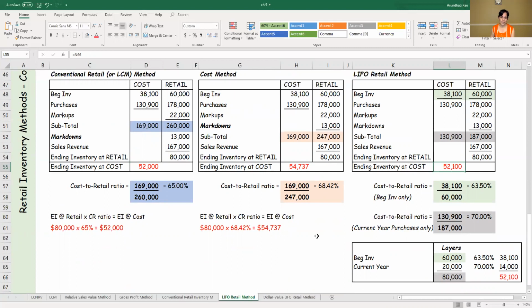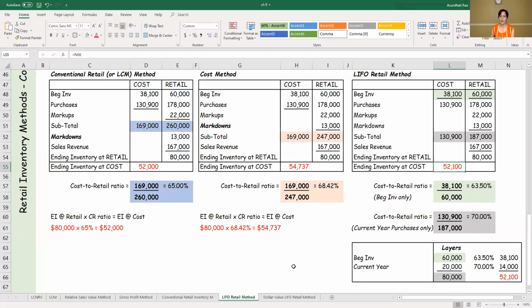Remember, the accounting principle that trumps all is that the benefits have to exceed the cost of doing this. So if the cost of maintaining this method is more expensive, then you can switch to another method. Otherwise, you may want to just continue with this method. The dollar amount is not significant at all. In fact, it's more significant between the conventional and the cost method rather than the conventional and the LIFO method.